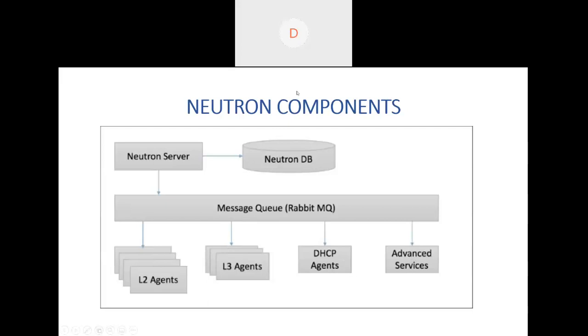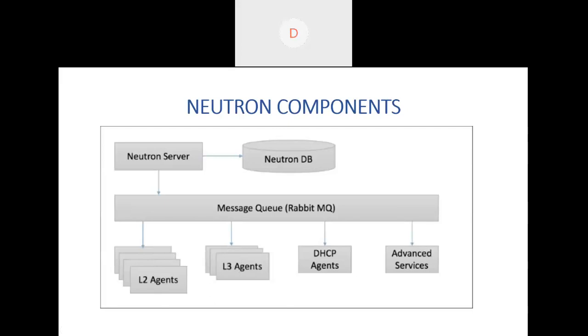Now, any questions? So the job of the L2 agent is to deal with the layer 2 functionalities, like switching related operations. And the L3 agent's job is to deal with the routing related components.